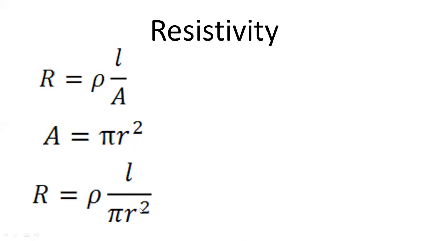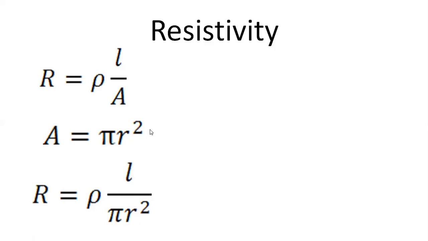We have to again modify it, because sometimes in the numerical they might give you diameter in place of radius. R means radius. So sometimes in the question they will give you diameter. Now there are two ways. You can either convert the diameter into radius and then put it in the formula, or you can change this formula in such a way that in place of radius there would be diameter. So it's a simple one.